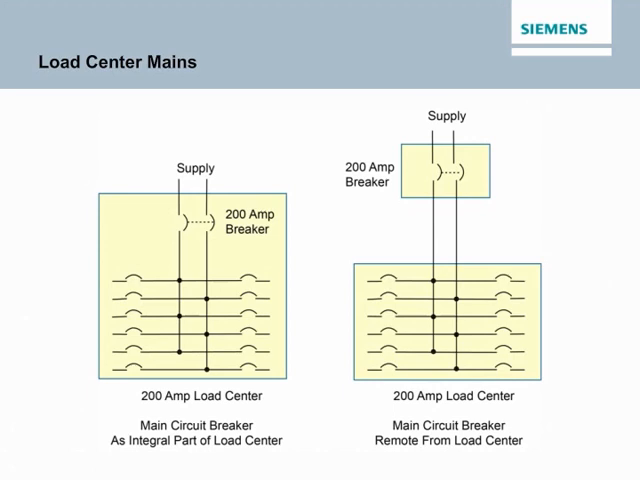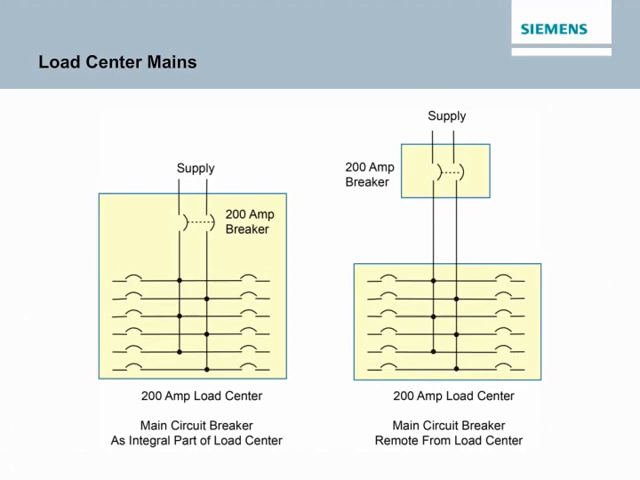NEC Article 408.36 requires that a panel board have an overcurrent protective device with a rating that does not exceed the panel board's rating. This overcurrent protective device can be located in the panel board or on the supply side of the panel board. There are exceptions to this rule, so refer to the article directly for additional information. The accompanying illustration shows these two approaches for applying load center main overcurrent protection.